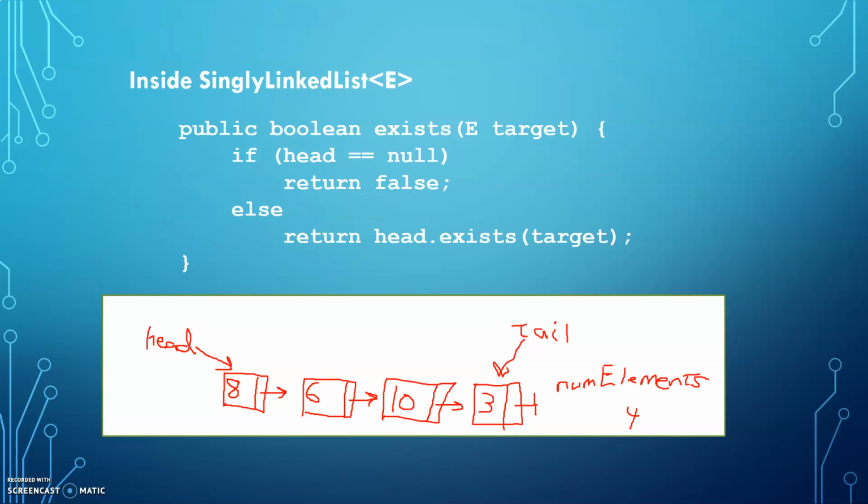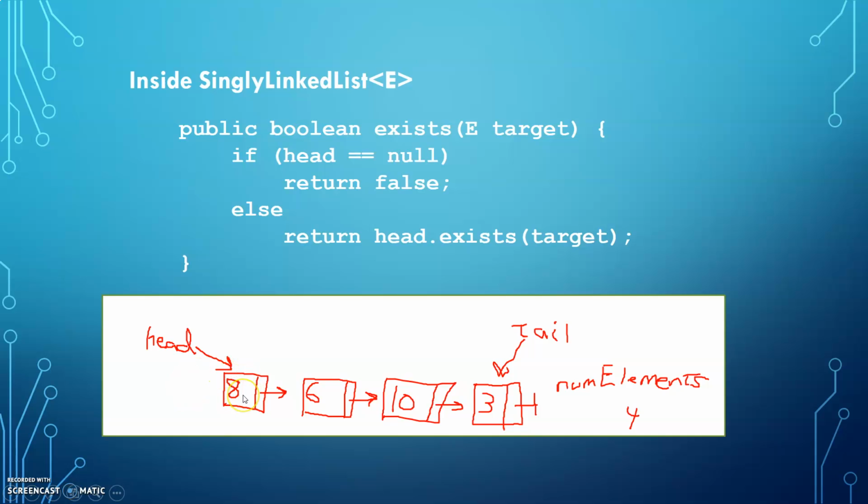In a recursive approach, the recursive part would actually be on a node itself. If we look at an individual node, we basically say, am I the value we're looking for? If we are, we'll return it. If not, it'll say, okay, let me ask the node after me to see if it has the value that we're looking for.